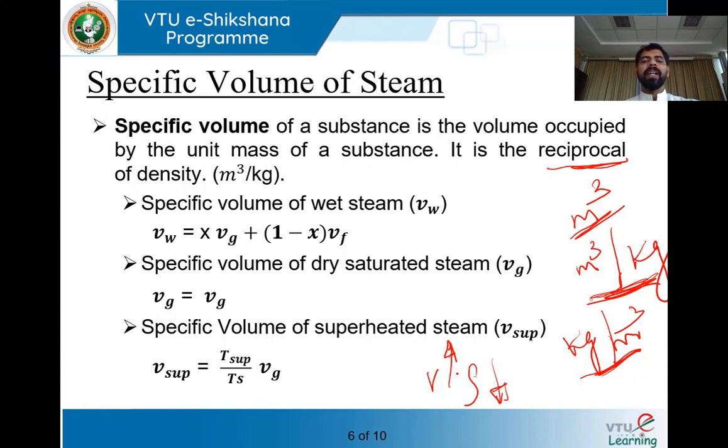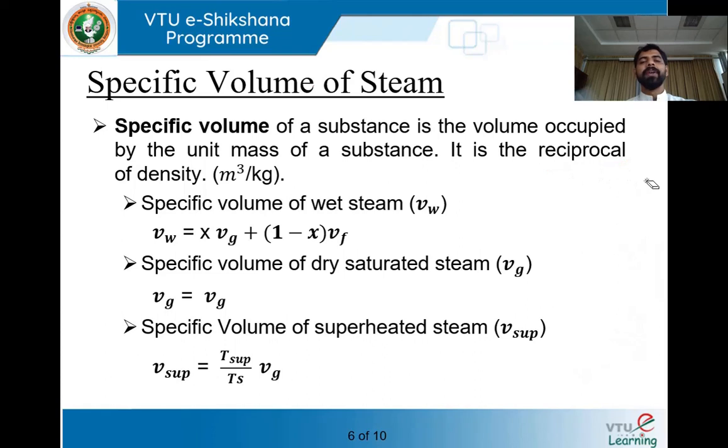So how can we calculate the specific volume of these three conditions of steam? Wet steam, dry saturated steam and superheated steam. What is the specific volume of wet steam? Wet steam is a two-phase mixture. So the volume occupied by wet steam is the volume occupied by water particles plus the volume occupied by steam particles, each multiplied by its respective fraction. Steam is multiplied by the dryness fraction and water by the wetness fraction.